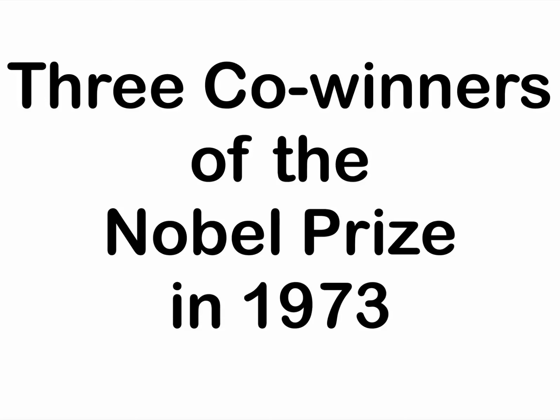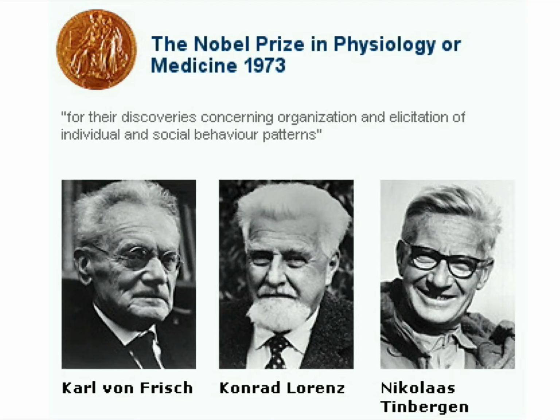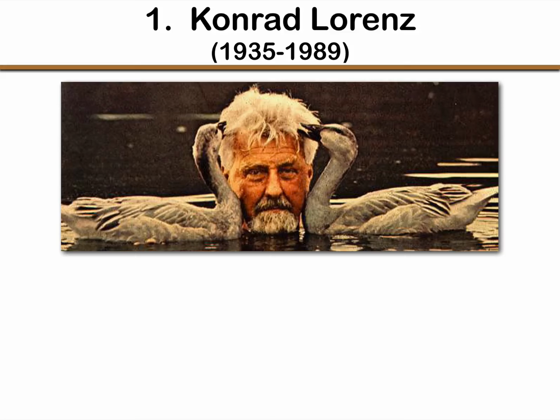Okay, three co-winners of the Nobel Prize in 1973, three ethologists. Interestingly, of course, there's no category for ethology, so they were awarded the Nobel Prize under the category of physiology or medicine. And those three ethologists are Karl von Frisch, Konrad Lorenz, and Nicholas Tinbergen. And we've already heard about Tinbergen and even Lorenz a little bit.